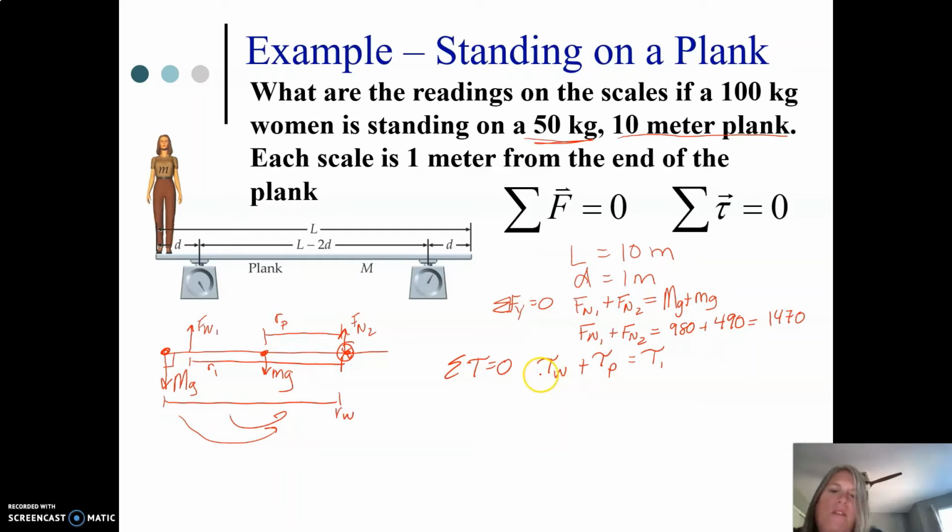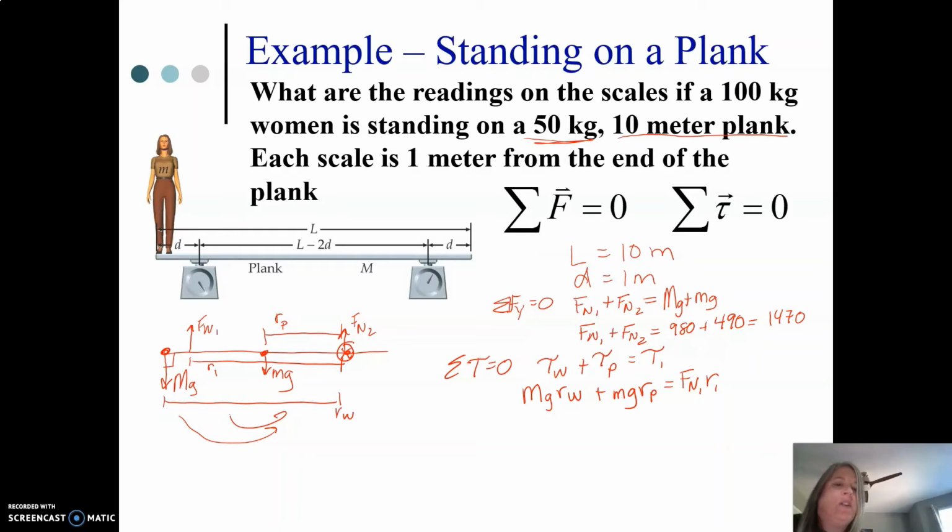And so we have the force from the woman, which would be our mg from the woman, times our R woman, plus the mg, the weight of the plank, times the R of the plank, has to equal the force normal from the scale times the R of the scale.